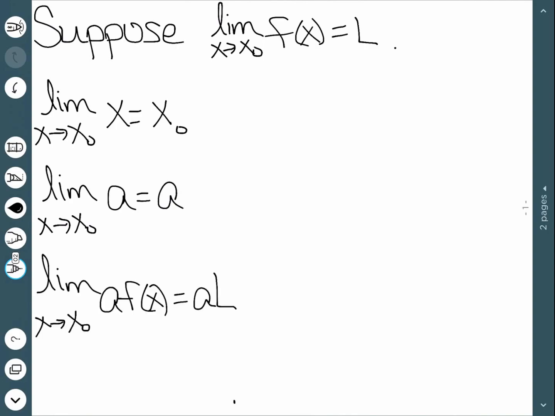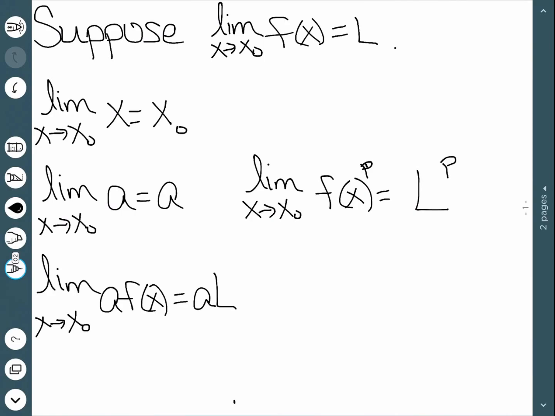The limit as x approaches x0 of a f of x is equal to a L, where once again a is any number. So essentially what this tells me is that I can move a constant in and out of the limit. If I have the limit of a f of x, I can just take the limit of f of x and then multiply by a.